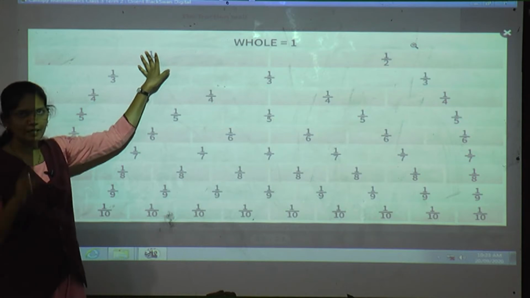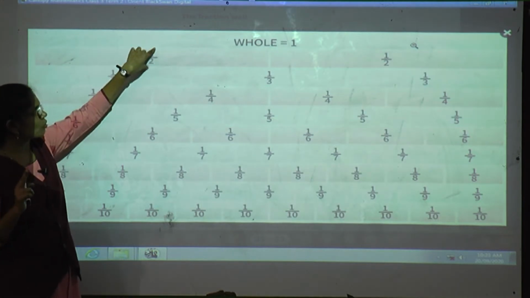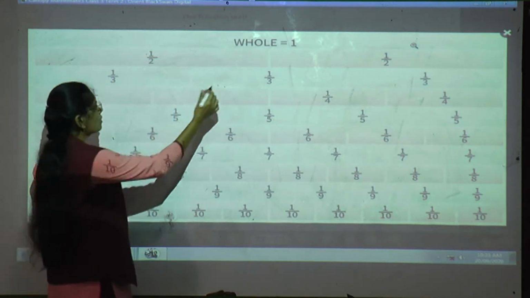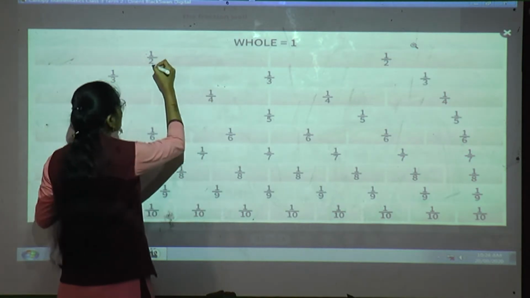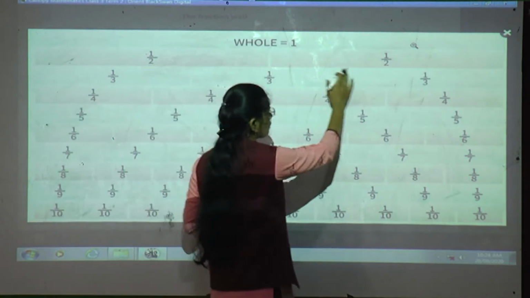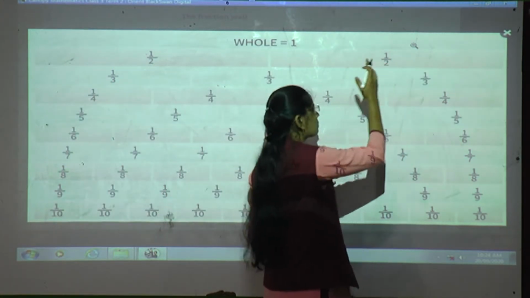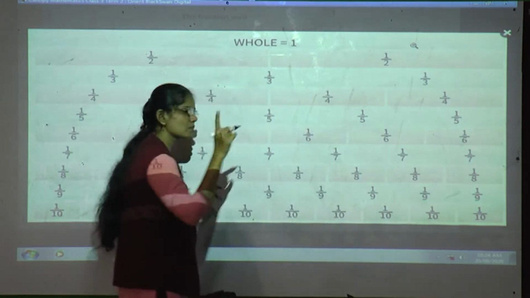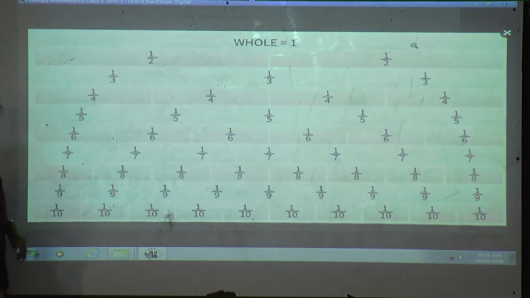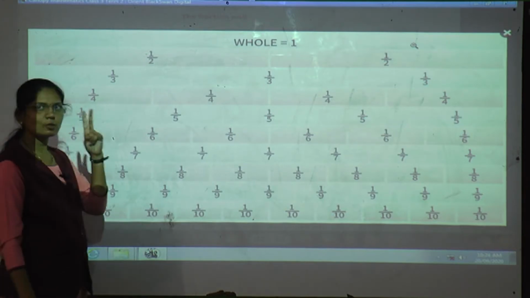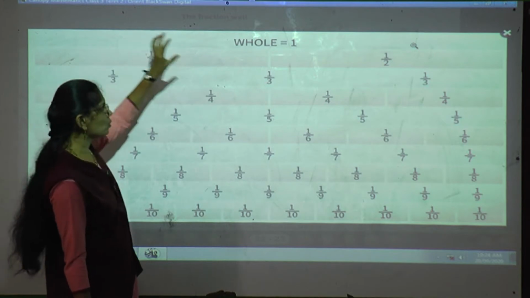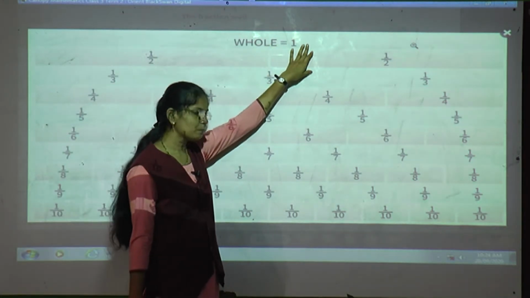This first row means whole, and this whole is divided into how many equal parts? Here in this second row, this whole is divided into 2 equal parts. So the fraction of this brick is 1 by 2, and the fraction of this brick is also 1 by 2, because the first brick is divided into 2 equal parts. So the fraction of this brick is 1 by 2, and here also 1 by 2.